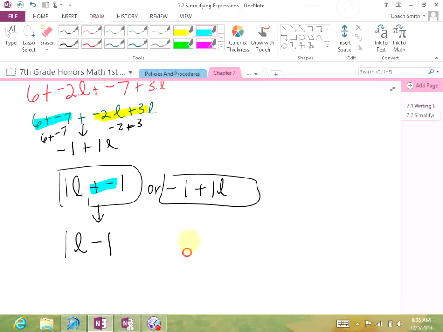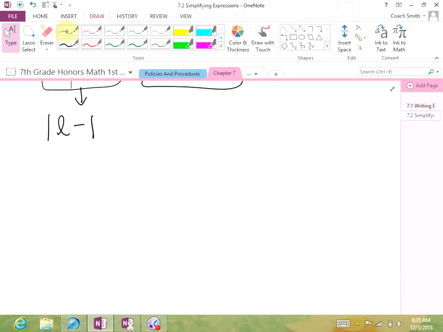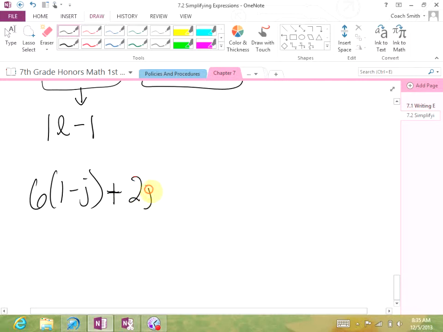Okay, now let's look at a different type of problem, still simplifying, but we've got to take another step further. You have 6 times parentheses 1 minus j plus 2j. Okay?